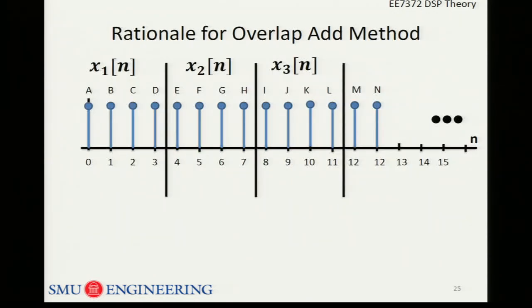So let's think, what does that look like? We've got our indefinite length sequence x of n, and we are simply just going to slice it up into sections of length 4 for processing purposes. So A, B, C, D, E, F, G, H, I, J, K, L, and so on. So we're just going to slice it up.